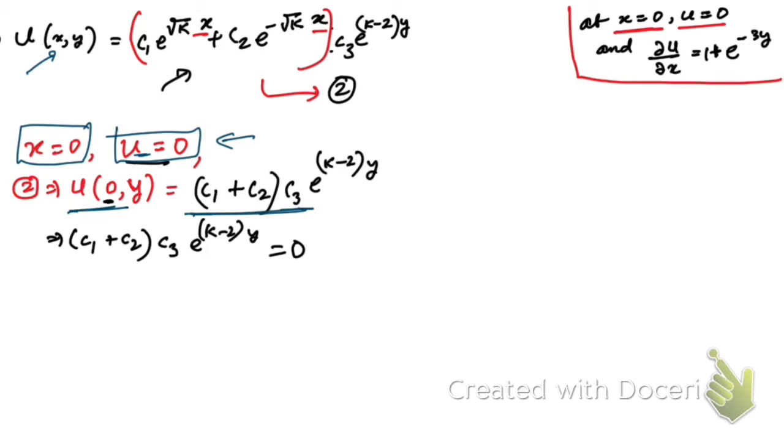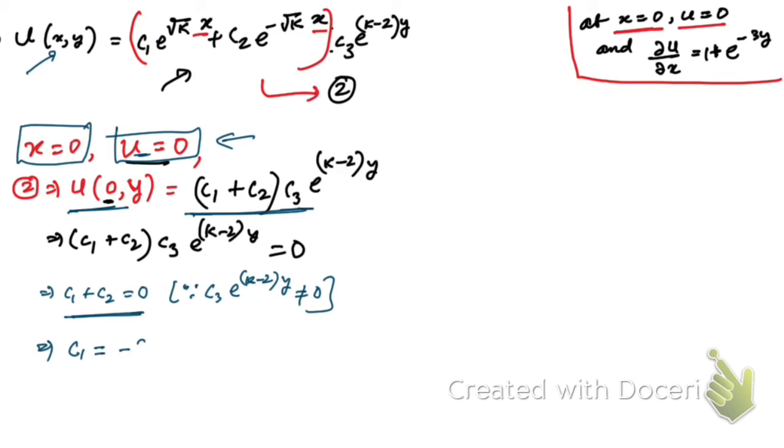Now you see from here, in this case this part cannot be 0. So that's why c1 plus c2 must be equal to 0, since c3 e to the power k minus 2 into y is not equal to 0. This part is not 0. So here only this is the possible part which can be 0. So c1 is equal to minus c2 here.